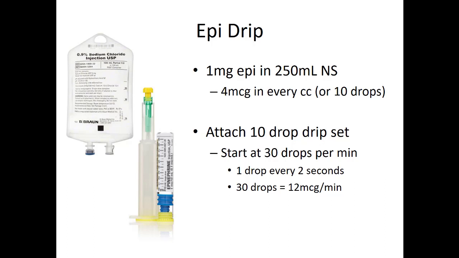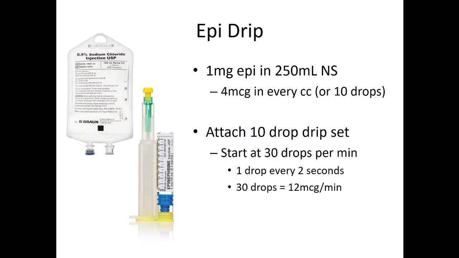You take 1 milligram of your cardiac epi and 250 mils of normal saline. That's going to give you 4 micrograms in every cc or every 10 drops. So you're going to attach a 10 drop drip set and you're going to start at 30 drops per minute. That's 1 drop every 2 seconds.